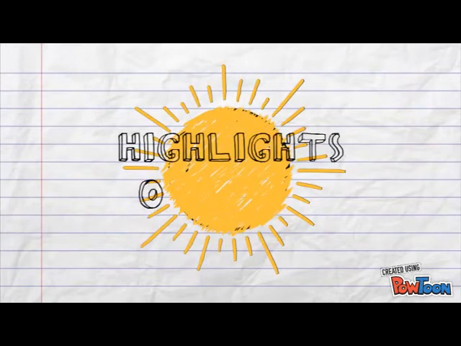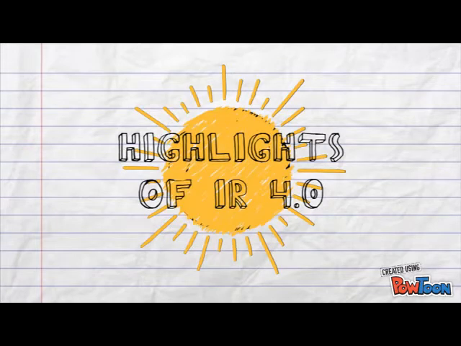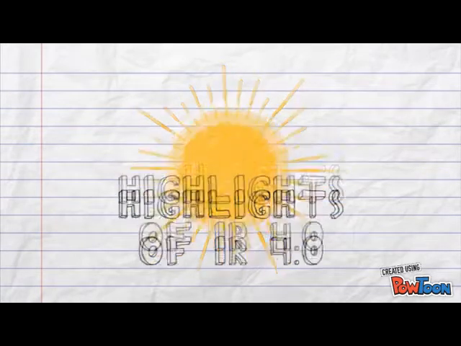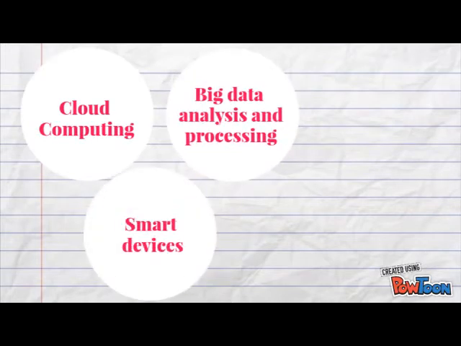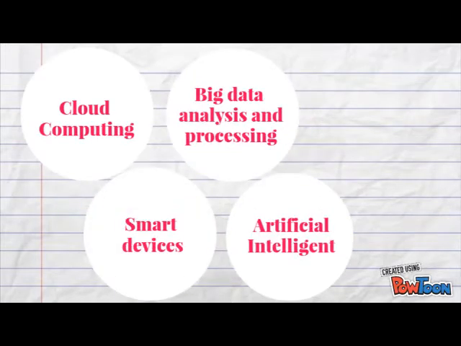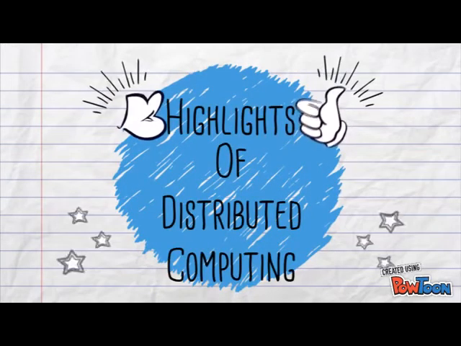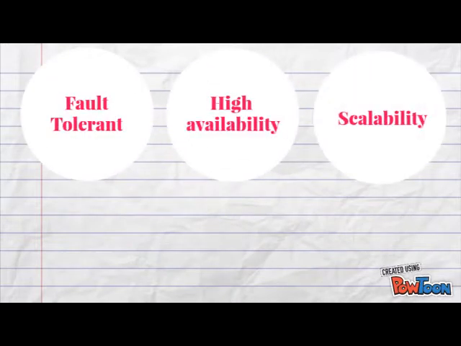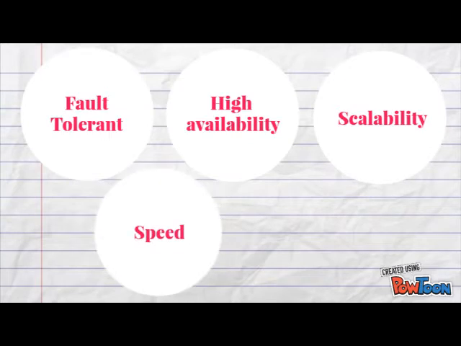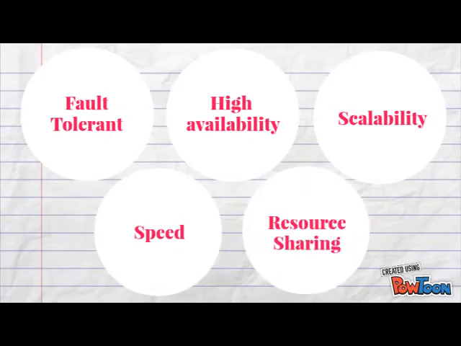Now I will show you the highlights of the fourth industrial revolution. The highlights of the fourth industrial revolution include cloud computing, big data analysis, smart devices, and artificial intelligence. So, what about the highlights of distributed computing? They include fault tolerance, high availability, scalability, high speed, which is high processing power, and it is capable of resource sharing.